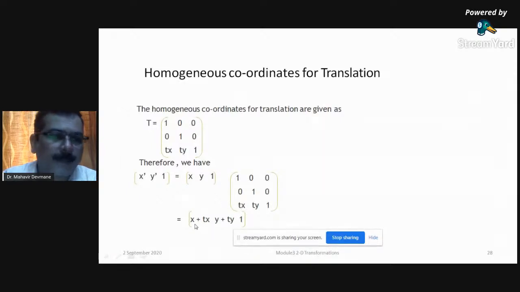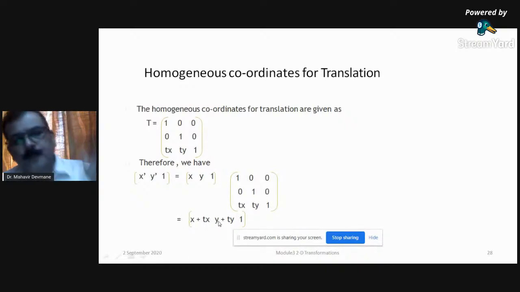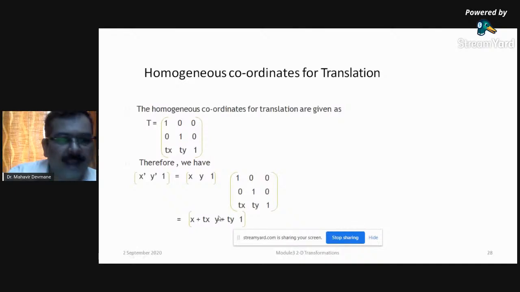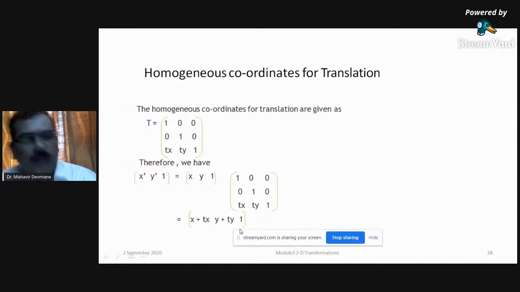So the final coordinate value I will get is x plus tx, y plus ty. And see, this one will remain as this, because for the last row it is x into 0, y into 0, and 1 into 1. So the last value remains 1. So the new pixel that we are supposed to display will be at location x plus tx, y plus ty.